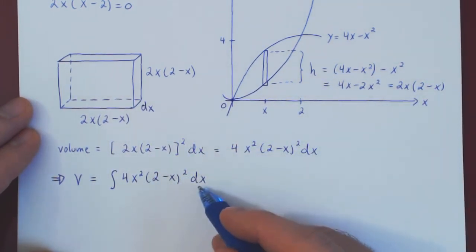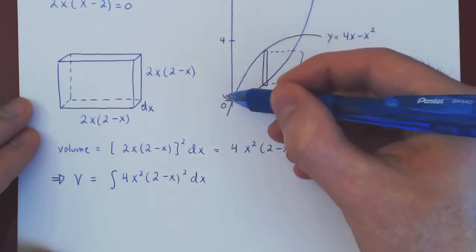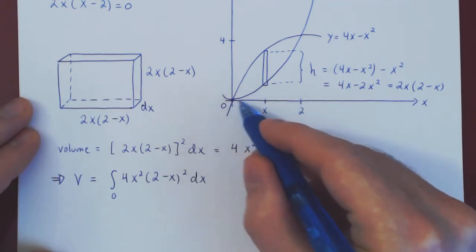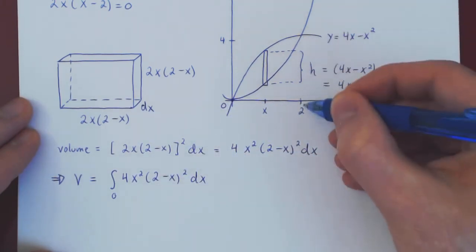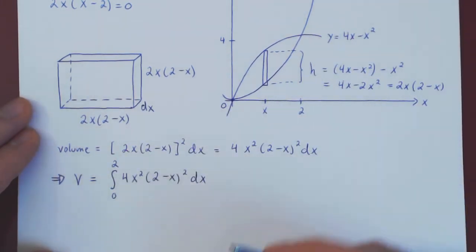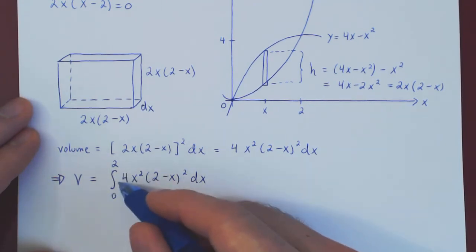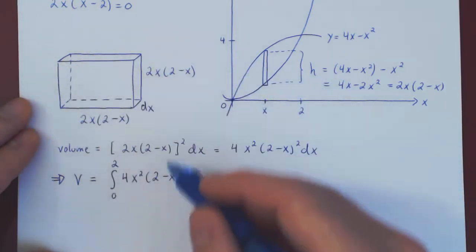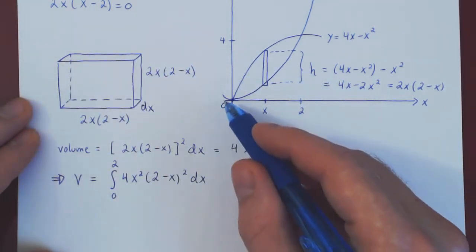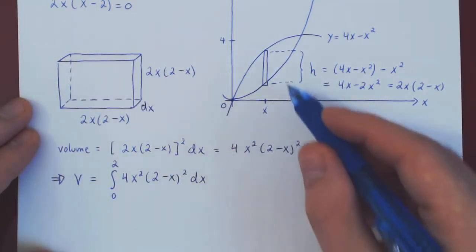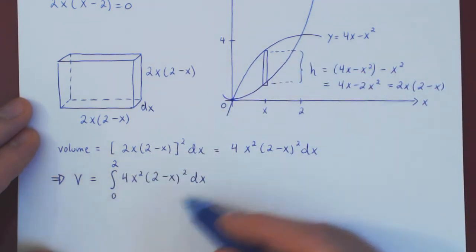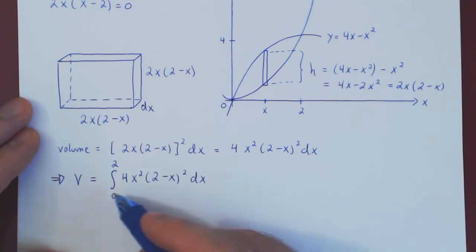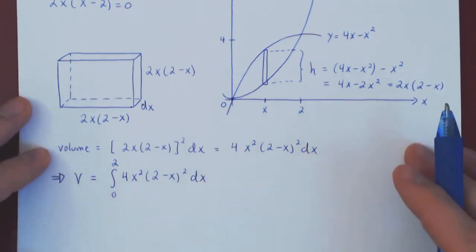And we're summing with respect to x, and the cross-sections will begin here when x is 0. And then we'll go all the way up to here where x is 2. So by summing the volume of all the little cross-sections, these infinitesimal squares, over the full range of x values of our region, we will obtain the total volume of this solid. And now it's just a matter of evaluating this definite integral.